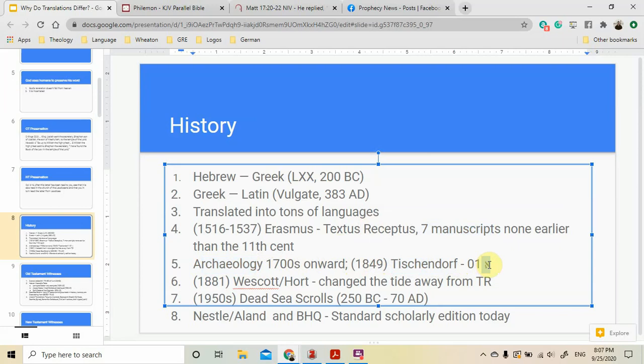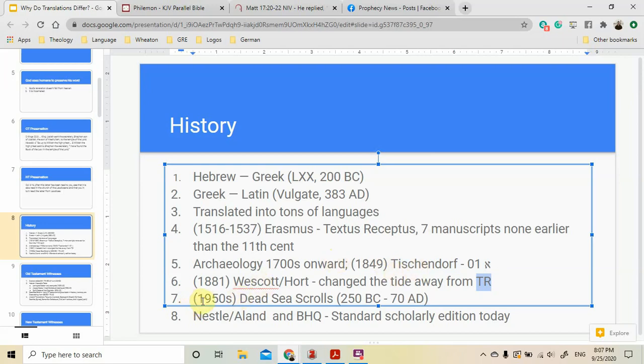But he finds this manuscript called Sinaiticus, which is the fullest, most complete, probably the most reliable manuscript that we have of the whole New Testament, or most of the New Testament. And so in the late 1800s, Westcott and Hort switched the tide to follow readings more like the Sinaiticus and not the Textus Receptus, because of all this archaeology that was found.